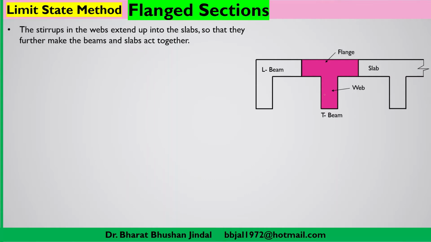Now, when you are providing stirrups in the web, that means reinforcement in the web, you can extend those stirrups into the slab, so that they make the beam and slab act together. So ultimately, this stirrup will be extended into the slab. This portion of the slab, which is termed as flange, and the portion of the beam, which is termed as web, will act as one composite section. That's why we term it a T beam.